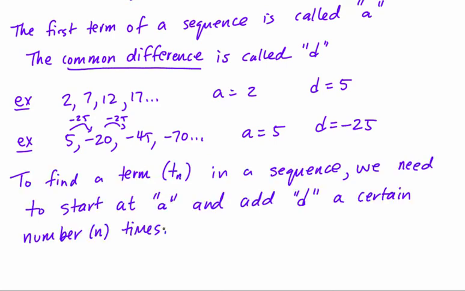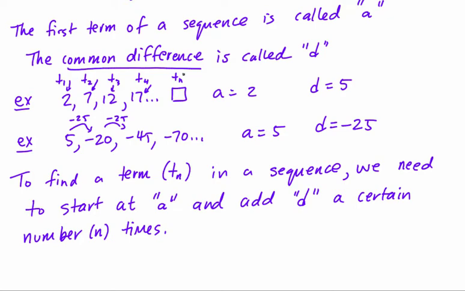To find a certain term in the sequence, we use t with a little n next to it to say which term we're dealing with. So this would be term number 1, this would be term number 2, this would be term number 3, and this would be term number 4. Somewhere down this list would be term number n, which would be the nth term. To find that nth term in a sequence, we would start at A and add D n times.